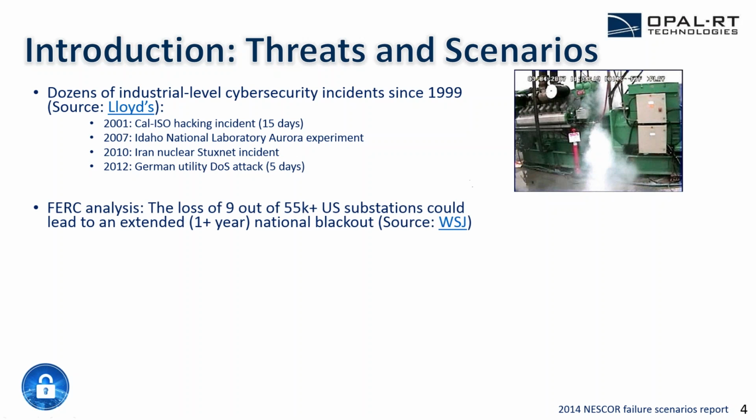And the Wall Street Journal actually found that FERC had analyzed the potential for a blackout due to the loss of substations, and they found that just knocking out 9 substations out of over 55,000 in North America could actually lead to such a long 1-year plus blackout.